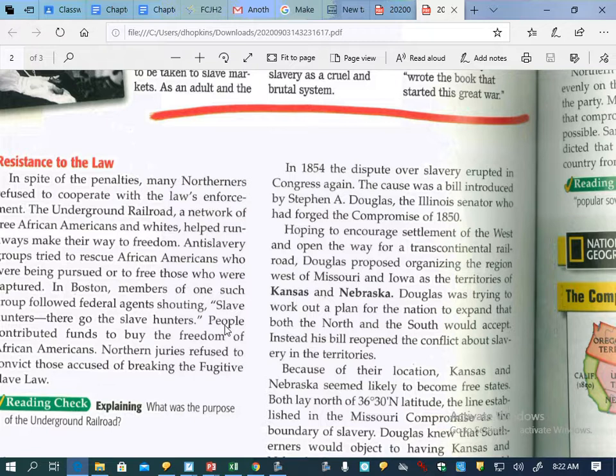Anti-slavery groups tried to rescue African Americans who were being pursued or to free those who were captured. In Boston, members of one such group followed federal agents shouting, "Slave hunters! There go the slave hunters!" People contributed funds to buy the freedom of African Americans. Northern juries refused to convict those accused of breaking the fugitive slave law.